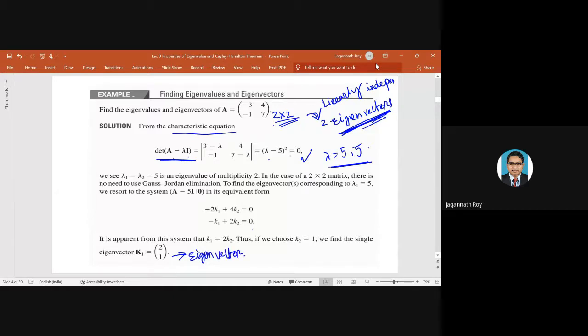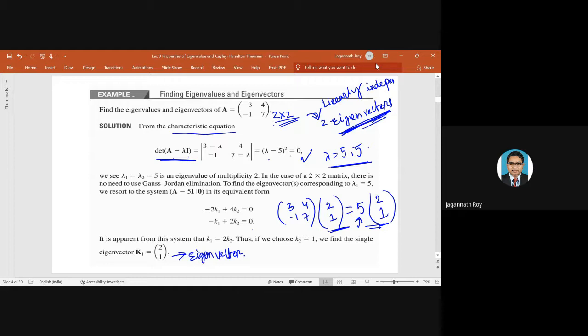That means if you multiply the matrix with rows 3, 4 and minus 1, 7 by the vector 2 and 1, you will get 5 times 2 and 1. The meaning of eigenvalue and eigenvector is this one. So this is an eigenvector corresponding to lambda equals 5.